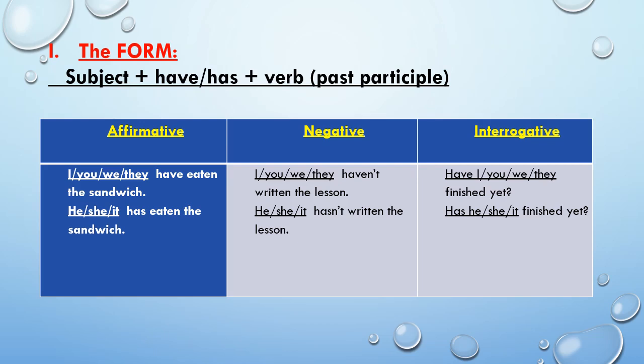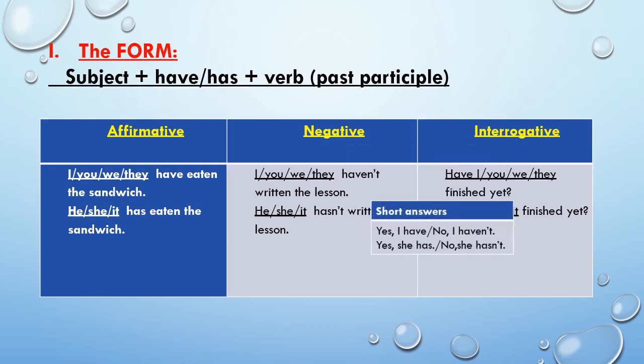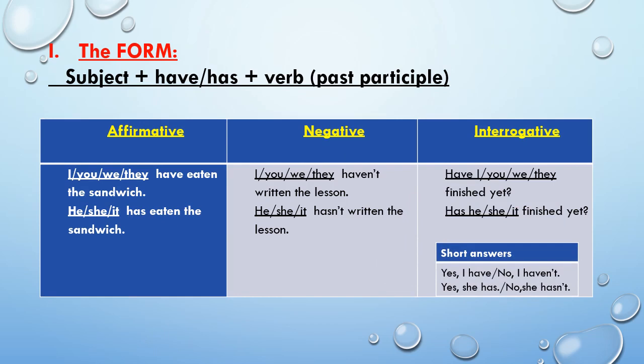The interrogative form: we ask the question using the auxiliary have or has plus subject, and then the main verb in the past participle. We have short answers like yes I have, or no I haven't, or with he or she or it: yes she has, no she hasn't.